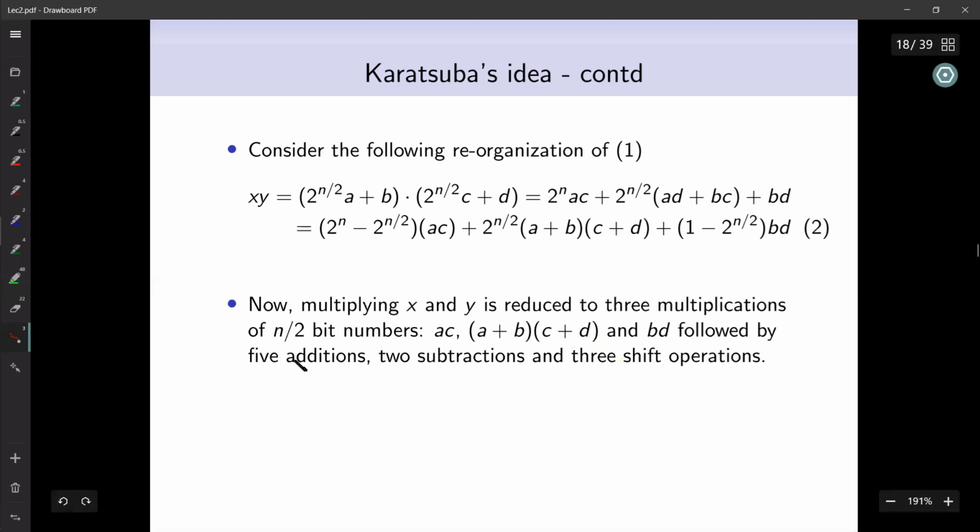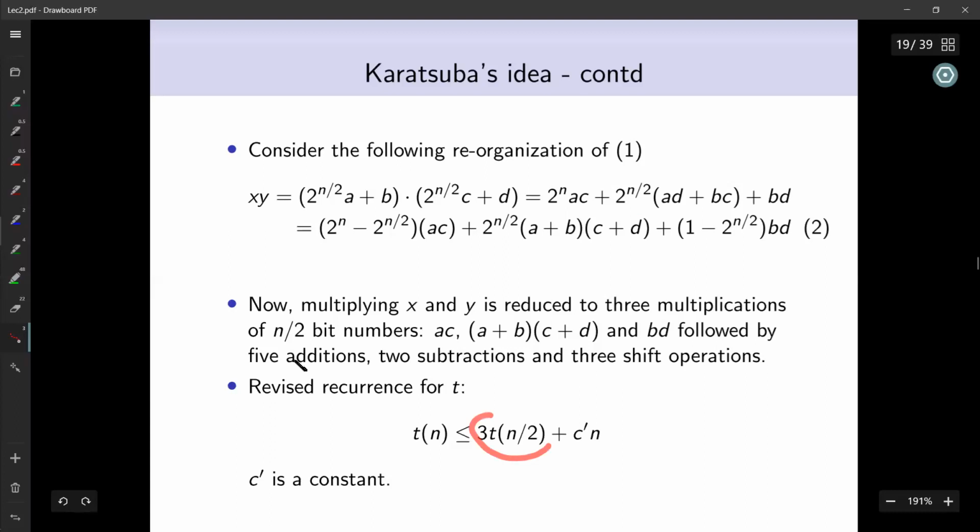So now modifying the recurrence. The revised recurrence will be T(n) less than or equal to 3 times T(n/2) plus some constant times n. This constant depends on these operations: 4 additions, 2 subtractions, 4 shift operations.